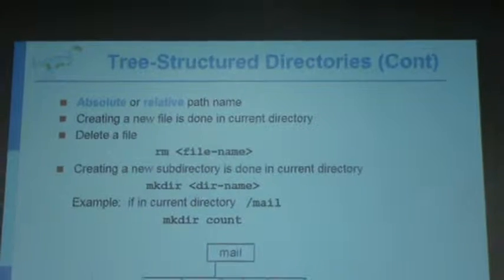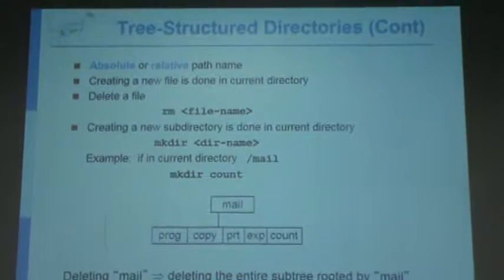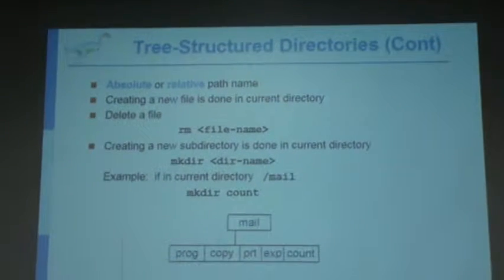There are two types of path, absolute and relative; everybody knows it.